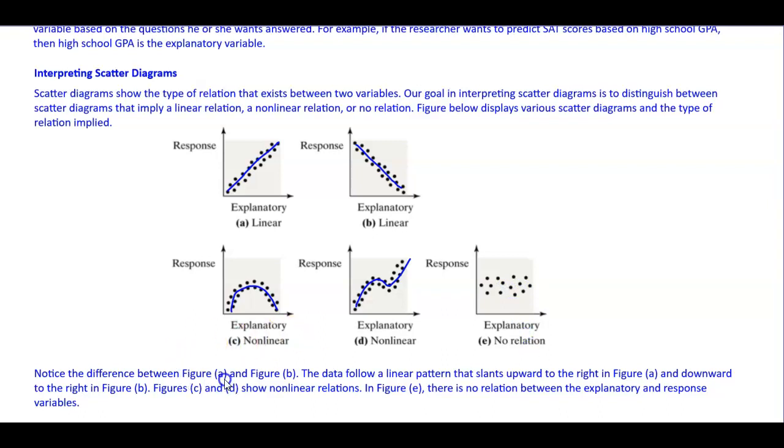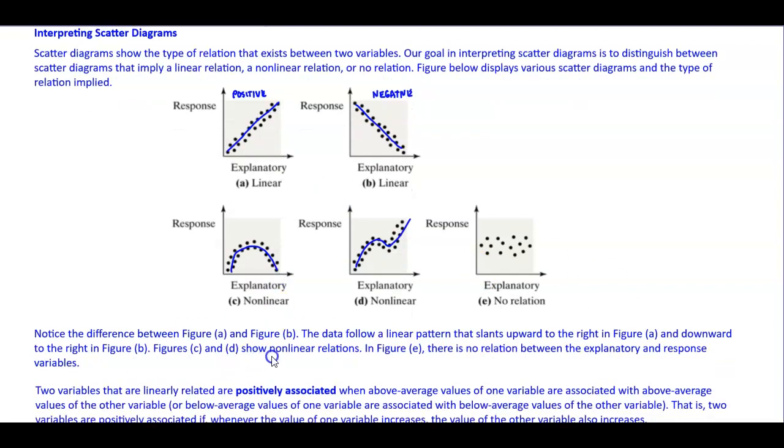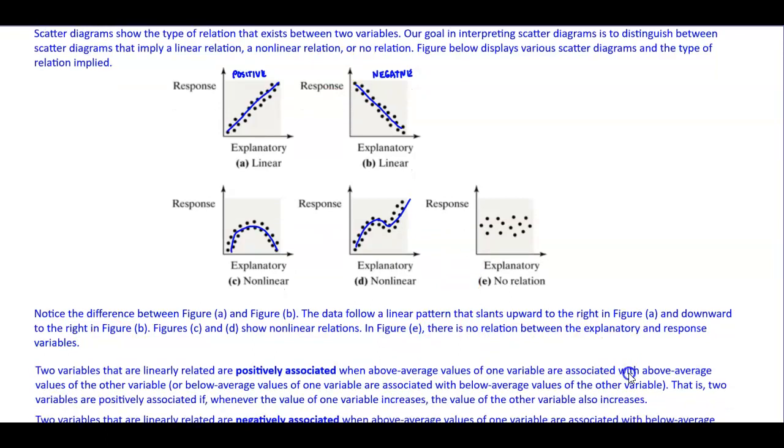So again, notice the difference between figure A and figure B. Okay, it's going up from left to right, so this is going to be considered a positive relation. Over here, it's going from left to right, it's going down, so this is considered a negative linear situation. Now again, the data follow a linear pattern that slants upward to the right in figure A and downward to the right in figure B. Figures C and D show nonlinear relations, and figure E says there's no relation between the explanatory and response variables.